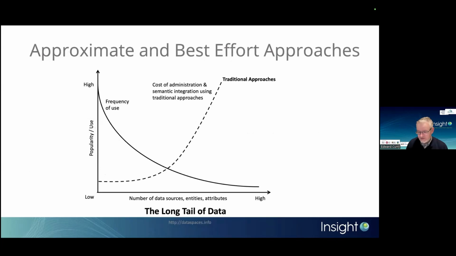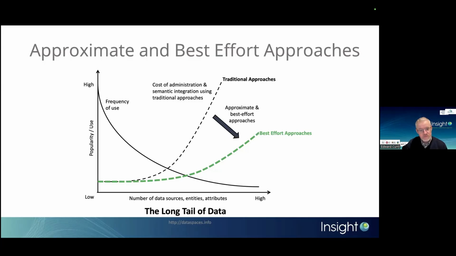So the idea here being that if you look at our long tail of data and we have our traditional approaches to data management, can you start using more approximate best effort web search style approaches to be able to create technologies that actually can tackle that long tail and can reduce the cost?